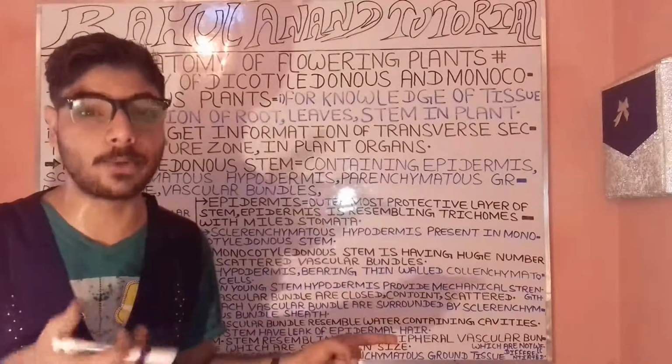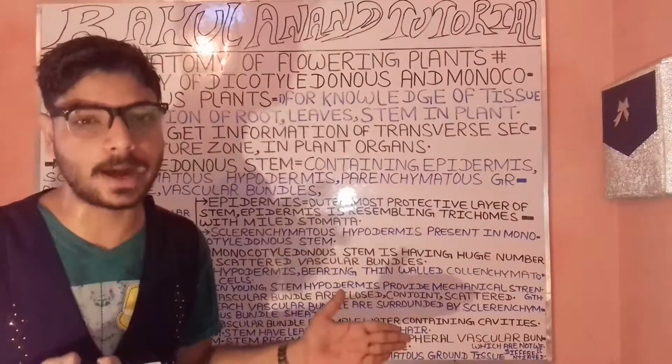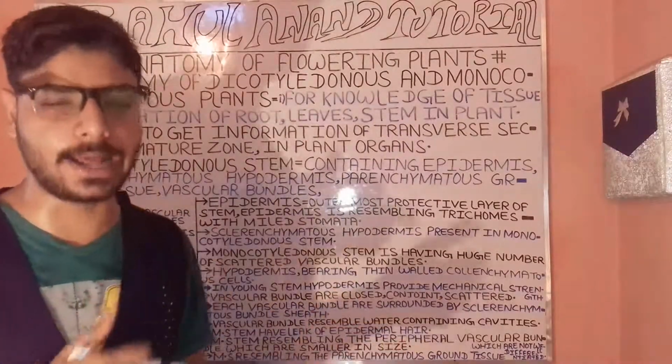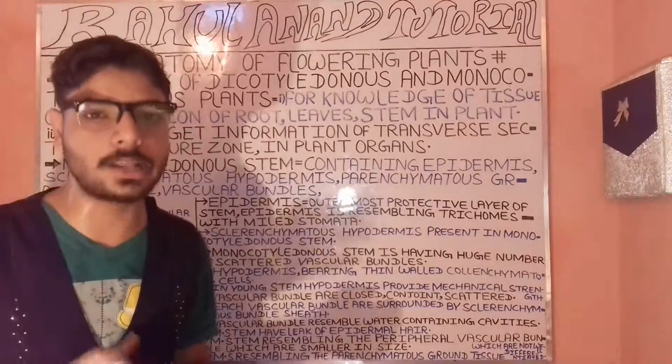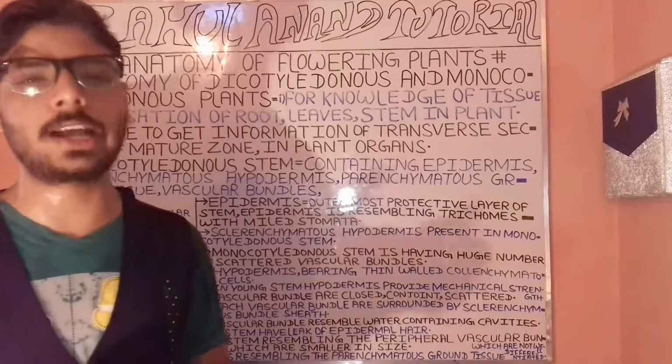Suppose there is air flow, what will happen? In the direction in which the pressure of the wind is higher, the stem will bend in that direction. So these are supported by what? By this tissue only, meaning the collenchymatous tissue.